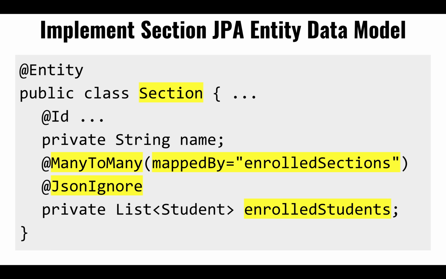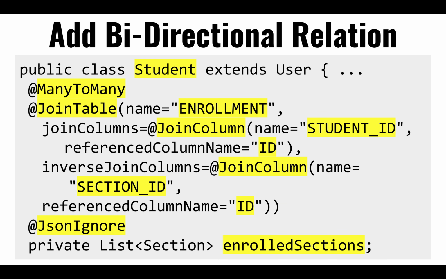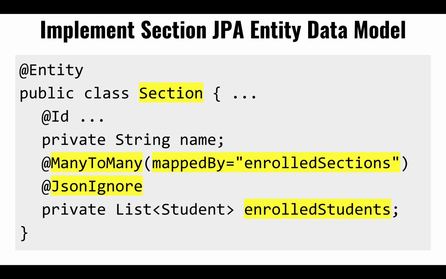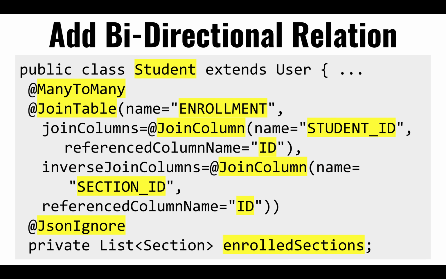We could have done it the other way around. Instead of declaring this join table here, we could have declared it on the section side. But mapped by would now live in the student. Also the name of the table would be the same, enrollment, but then the first join would be referencing the section ID, and the inverse would be the student ID. So you have to be consistent, whether you put it here or over there.